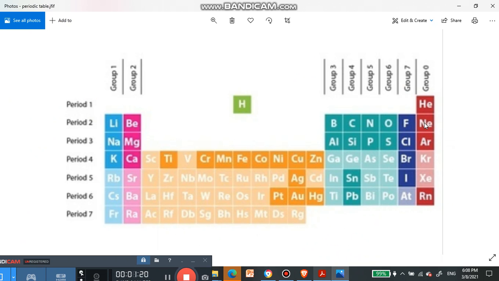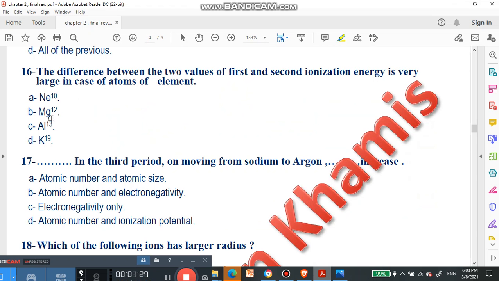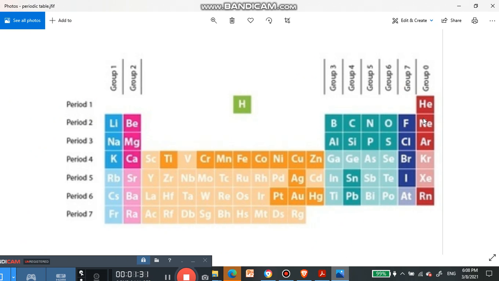We have here neon, and also magnesium, aluminium, and potassium. So here we have neon, an inert gas or inactive element, so we are not going to deal with it at all, as it will take a lot of energy in the first ionization energy. We want an increase in the second, not in the first ionization energy. We have the second one here, magnesium 12.